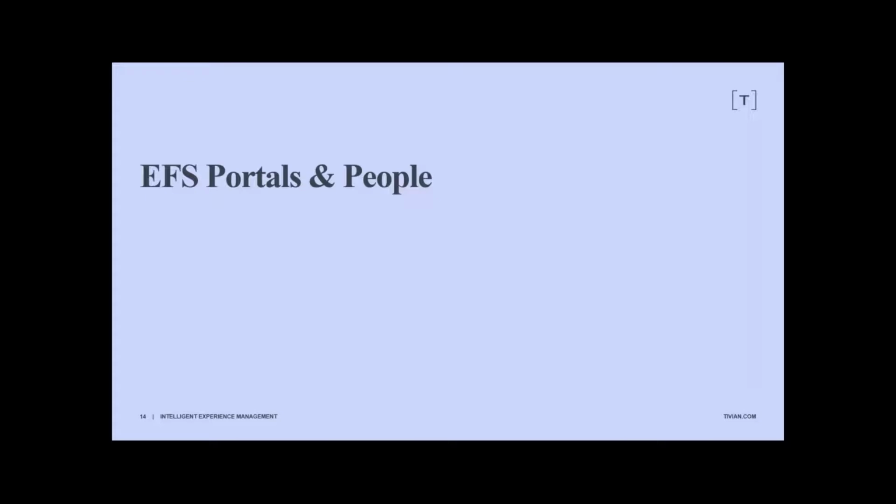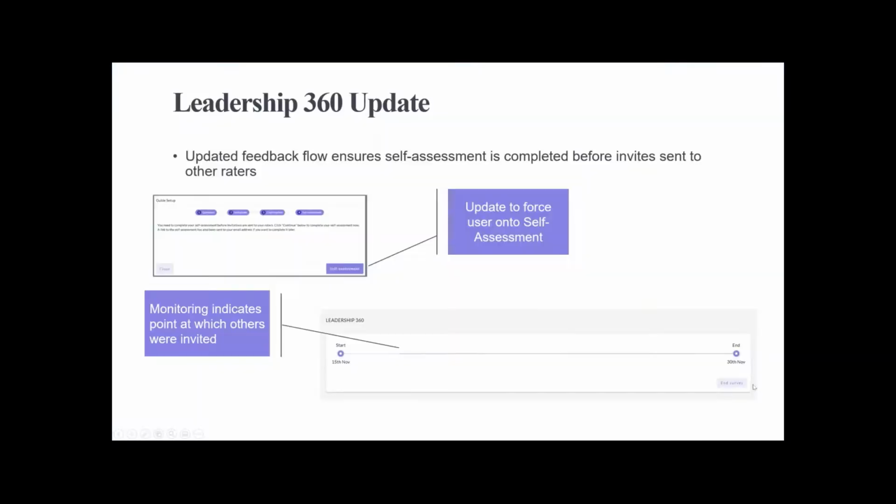Okay, so we've looked a lot at the survey side of things. We're now going to take a look at the portals changes and also a few changes that have been made with the people module and one or two that are linked across. So if I go first to the Leadership 360, we've had a Leadership 360 for a number of years now. It's a great process which is part of our guides feature within portals, which means that it's got an automated workflow sitting behind it.